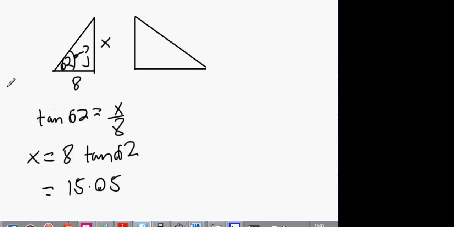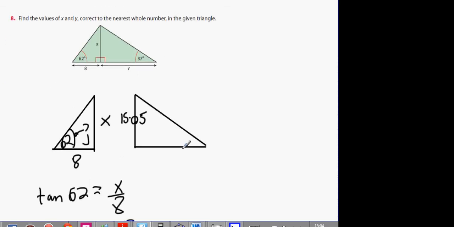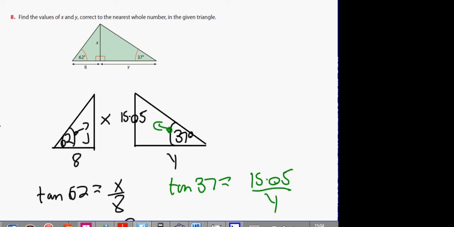Now, we now know that X is 15.05. Let's look at the right triangle. How do we figure out what Y is? Can anybody tell me? What's opposite 37? 15. What's adjacent to it? Y. So tan 37 equals 15.05 divided by Y.